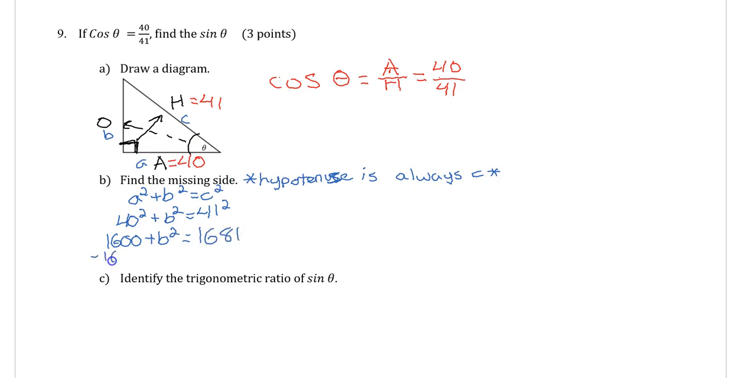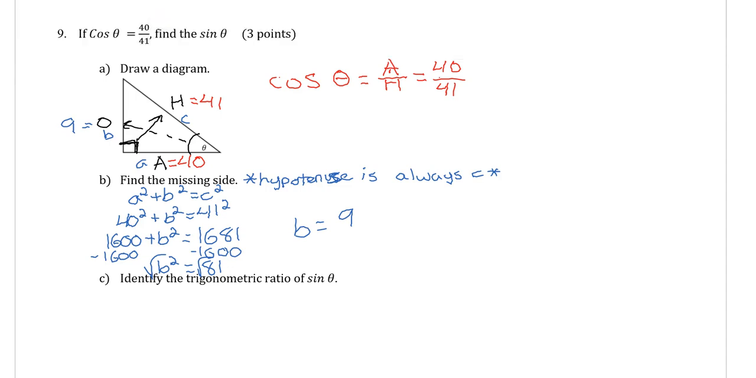Then I'm going to subtract 1600 from both sides. 1681 minus 1600 is 81. Take the square root. The square root of 81 is 9. Okay, so that last missing side is just 9.